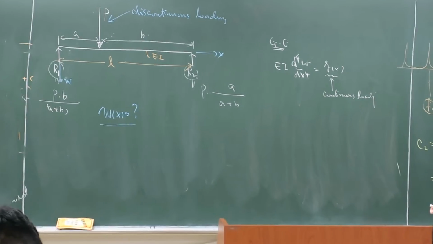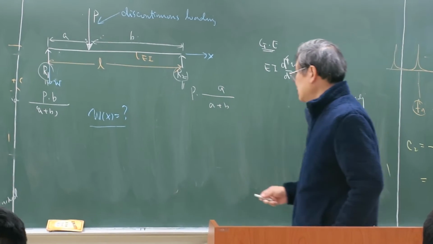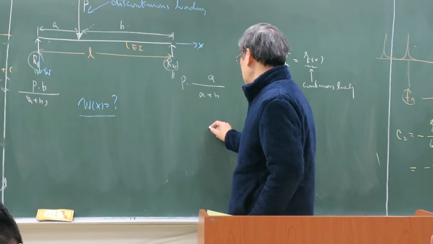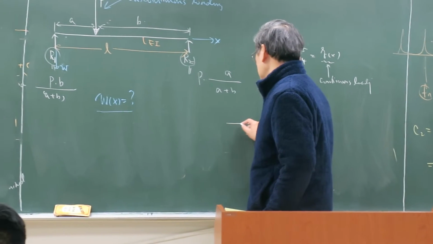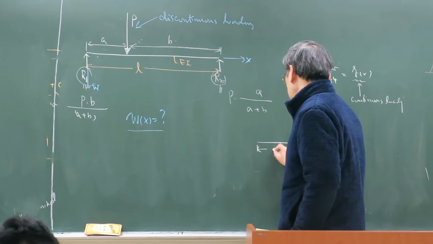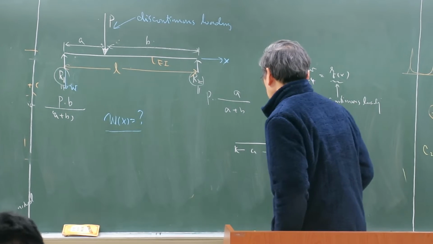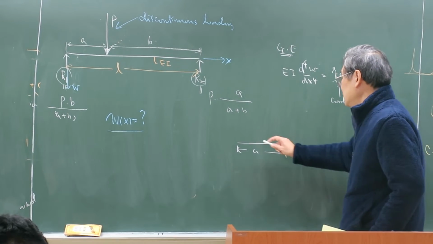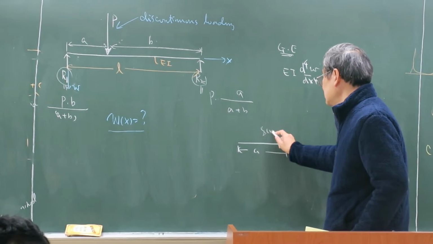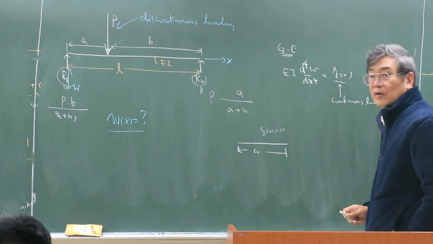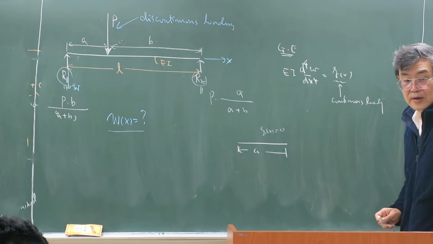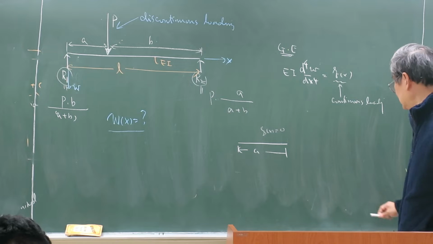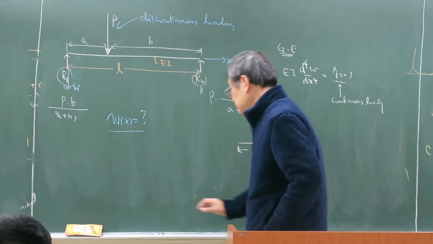Discontinuous. So how do we solve it? I can split this into two parts. For the beam in this range A, the Q here is equal to 0. So I solve two equations.